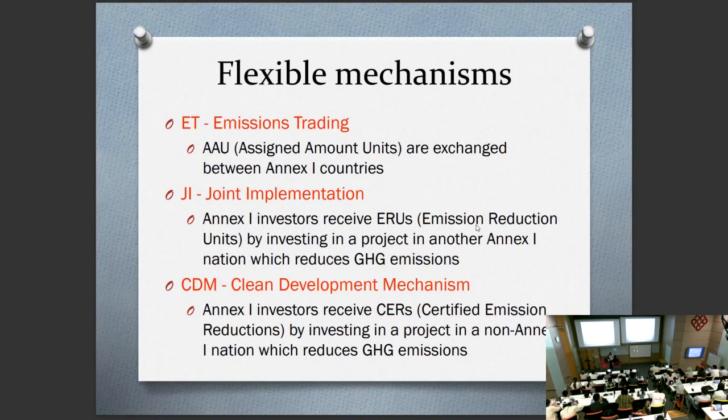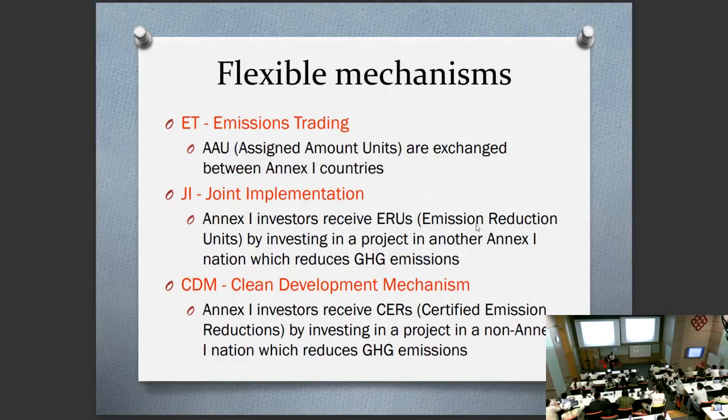I will explain the emissions trading and clean development mechanism in the coming slides. So there are three flexible mechanisms introduced in the Kyoto Protocol. The first one is emission trading. Under emission trading, assigned amount units are exchanged between Annex 1 countries. I will also explain in detail about emission trading in the last lecture for this subject.